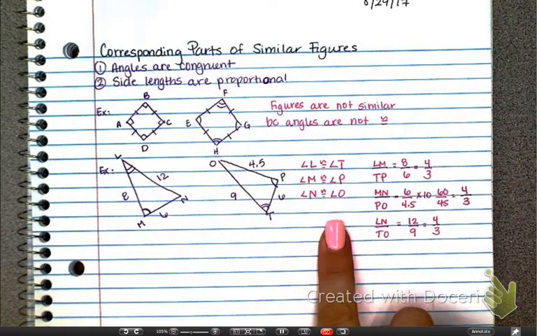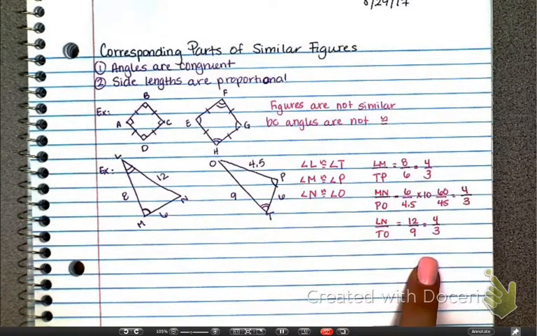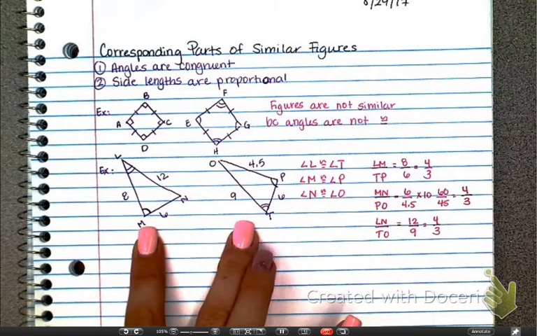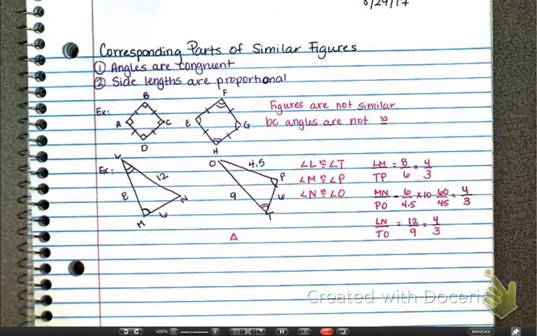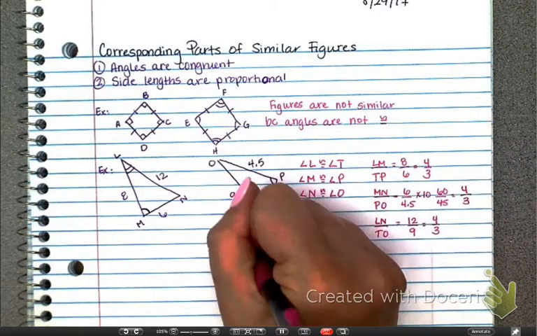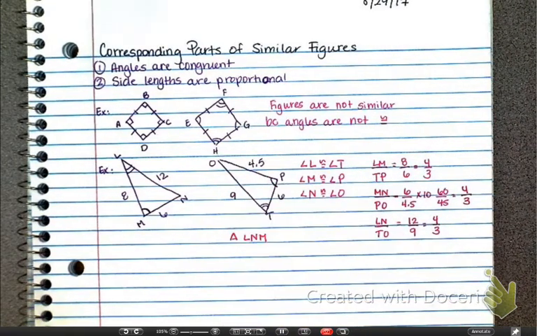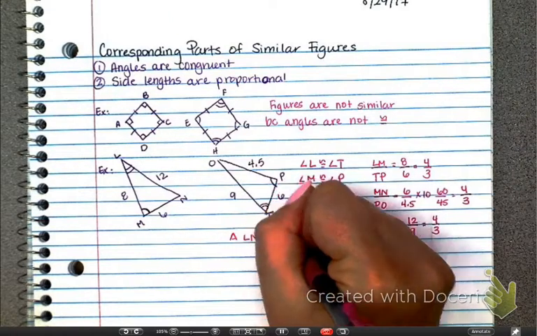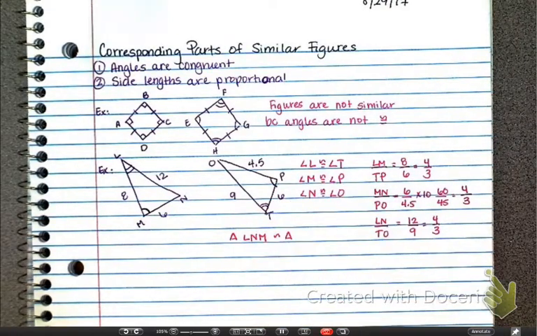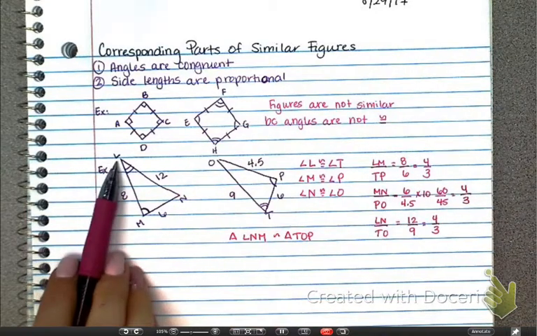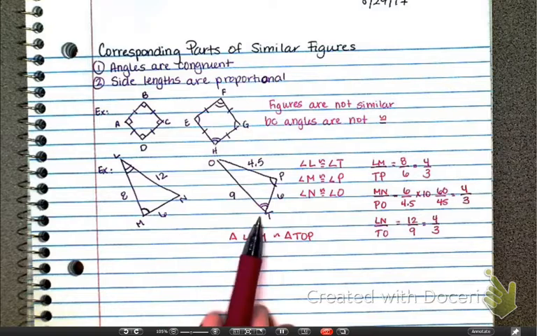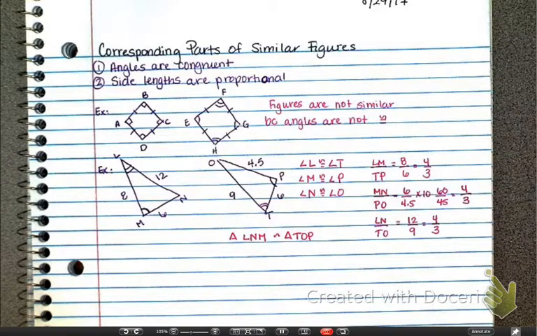So all the angles are congruent and all the sides are proportional. That means those two triangles are similar. I'm going to write a similarity statement. So if I say triangle LNM, what triangle is similar to LNM? TOP. Okay, so I did double arc to nothing to one arc. So I go double arc to nothing to one arc. Remember, our letters need to be in the same order. We talked about that on the first day of dilations.